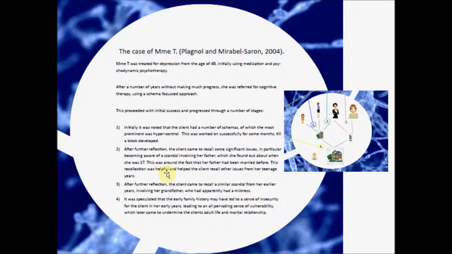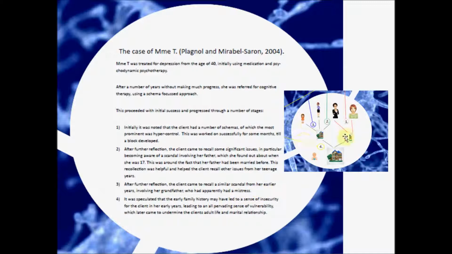Well, eventually, after thinking about this, there was another block, but then the client came to recollect something from further back, and in fact there was a resonance from her grandfather and her father, and it turned out that her grandfather had a mistress, which was very scandalous at the time. So after further reflection and work with the client, it became obvious that the schema around vulnerability was the most prominent, and it was suggested that this vulnerability schema, which was all pervading, probably stems from the client's very early childhood environment.